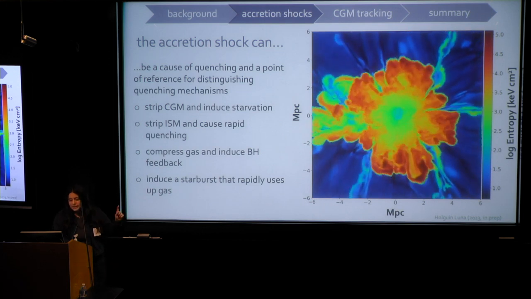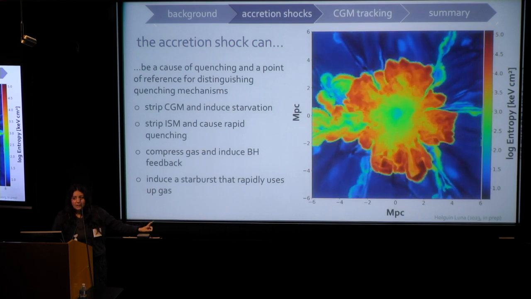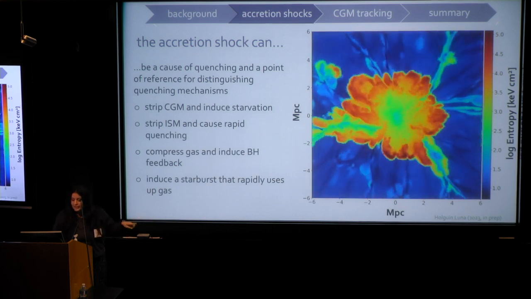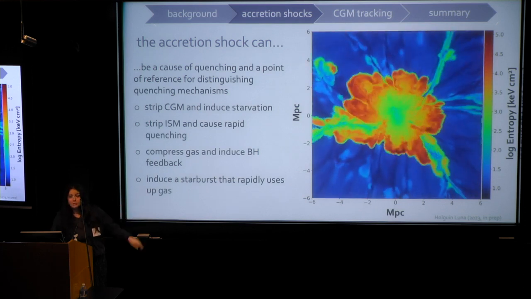So this is the mass-weighted entropy profile for one of the clusters in my sample, which I'll talk about in a second. And this is how it changes over the redshift range through all the snapshots that we're tracking it.